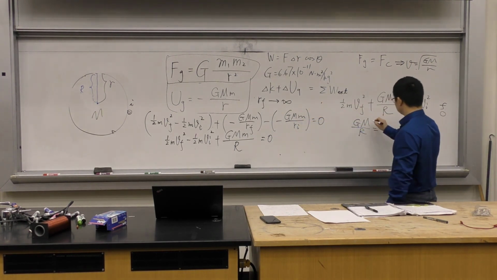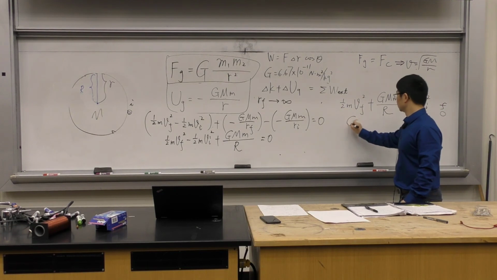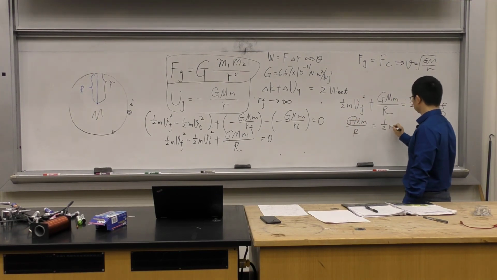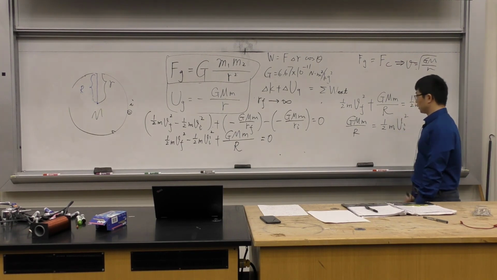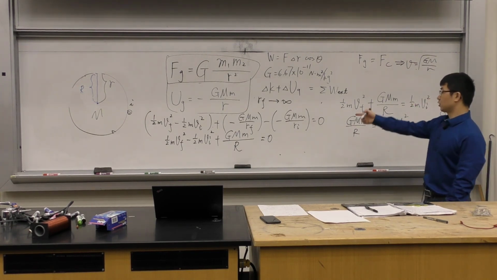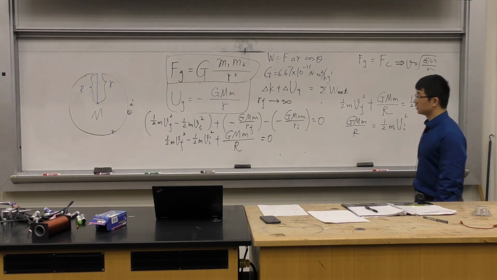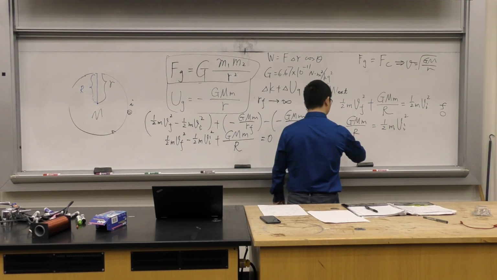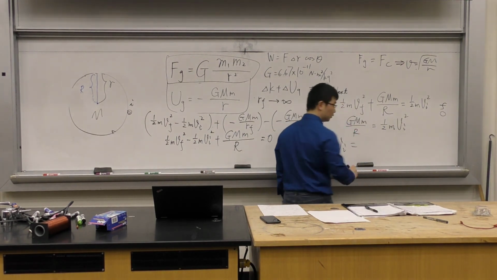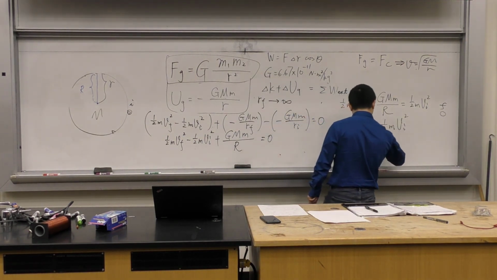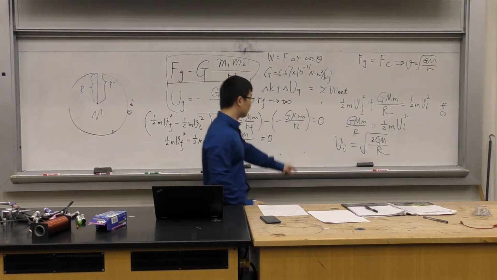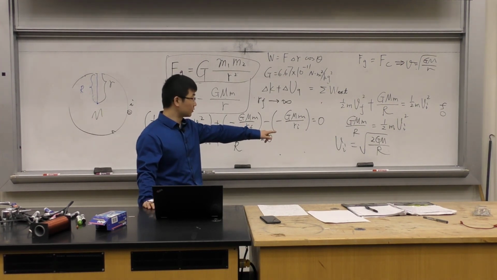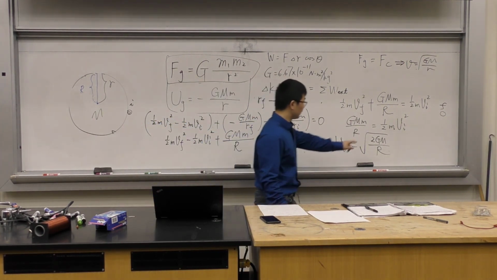Equals, okay, you just rearrange this equation. You see, we started with 4 terms, but at the end we get this term. And rearrange this equation, what do you get? You will get VI equals this. And then everything is going to be constant, right? Everything is constant because this is big M, this is big R.